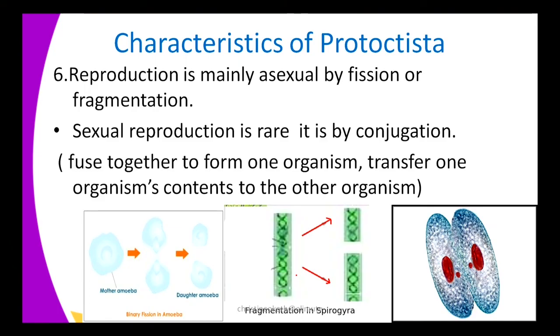Then the last one, which is sexual and very rare in these types of organisms, is called conjugation. It is the fusion of two organisms to form one. When they fuse together, they transfer their contents to each other.